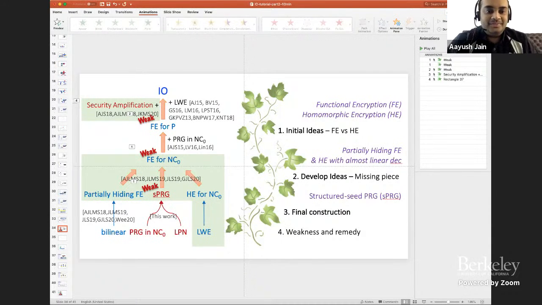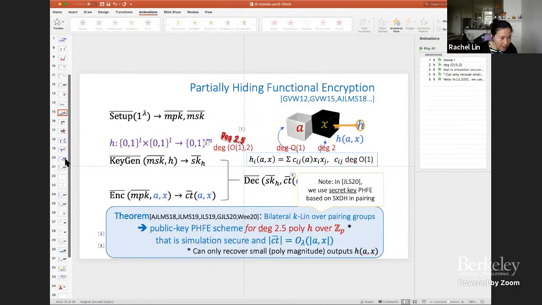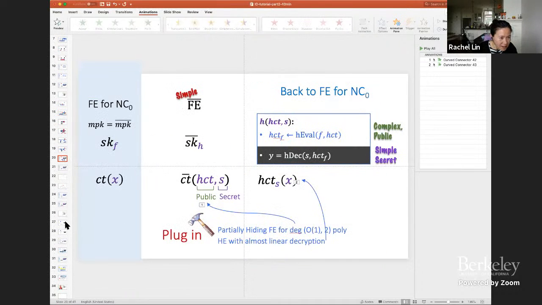Yes. Rachel, I have a question. Could you summarize the function that was being hidden by PHFE? So it had the decryption of the initial HE. Yes. And that's this slide, I believe.